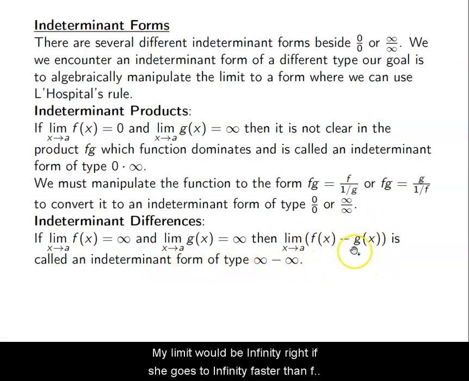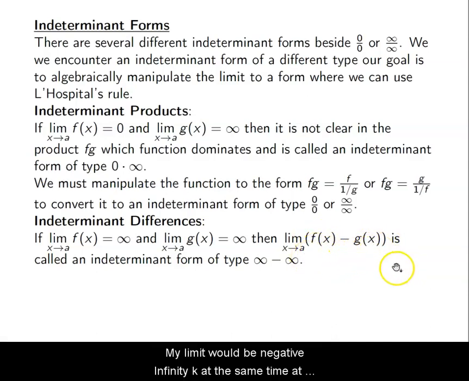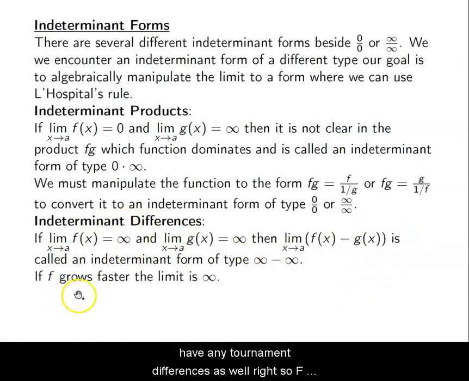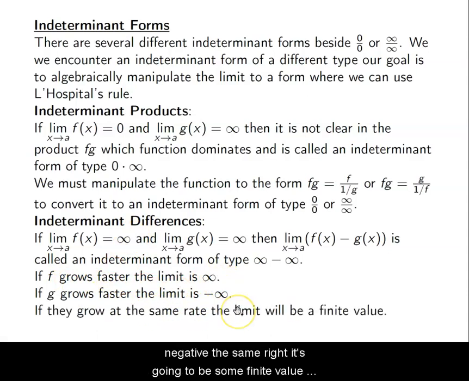If g goes to infinity faster than f does, my limit would be negative infinity. Or what if they go at the same rate, and then I actually get out 0? So we have indeterminate differences as well. If f grows faster, then my limit is infinity. If g grows faster, it's negative infinity. If they grow at the same rate, it's going to be some finite value or possibly 0.